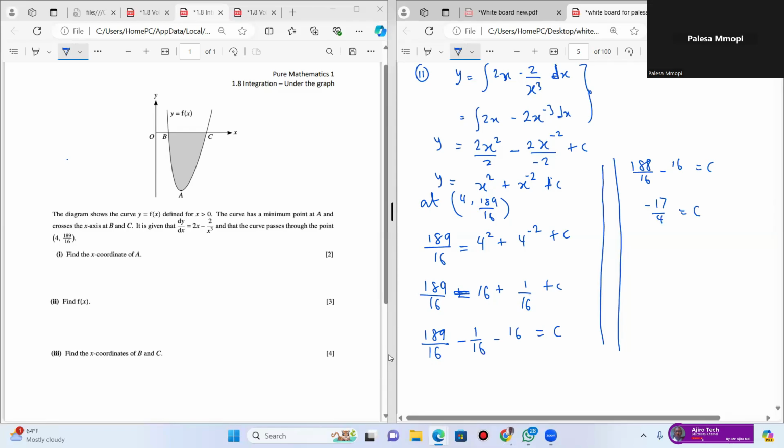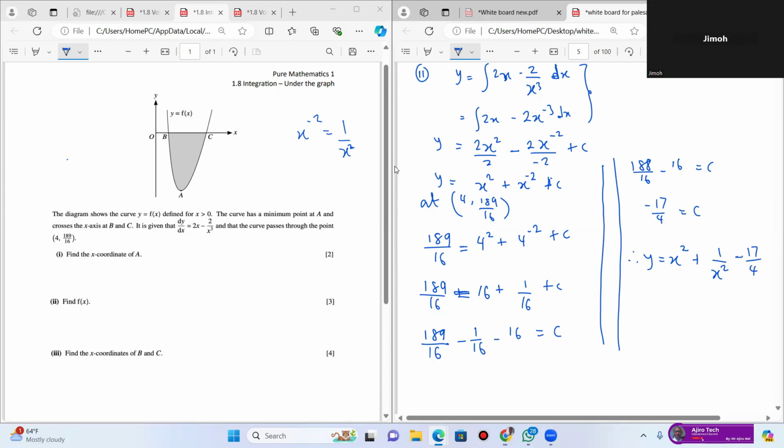So therefore y equals x squared. Now, if you have x raised to the power minus 2, it means 1 over x squared. So plus 1 over x squared, because of this negative power, then minus 17 over 4. This is the equation itself.